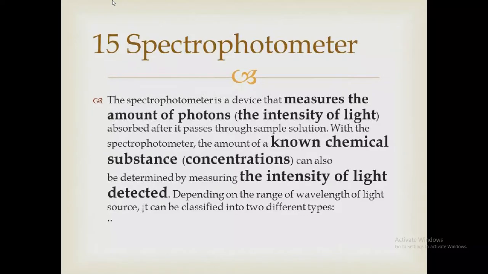It has certain more types. But in the colorimeter, we make use of a colored solution, and in the spectrophotometer there is no such specification that we should give a colored solution. Here, for a chemical substance, you can find the concentration.